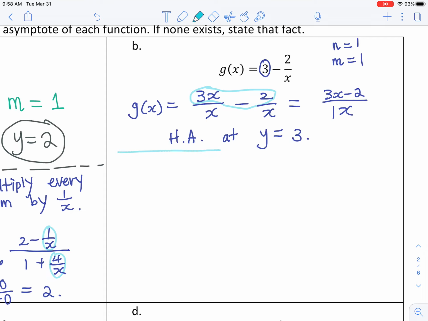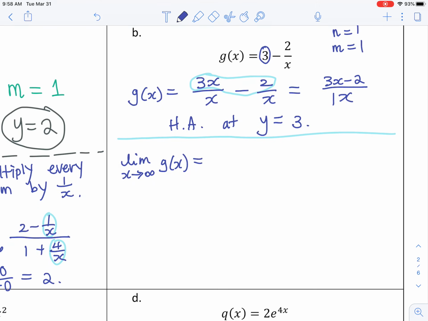Now, what we can do is we can still do the limit definition or limit way. The limit as x approaches positive infinity of g of x. Let's find what that is, okay? Just kind of showing you two different methods. Why not? Let me keep the exact same format: 3 minus 2 over x.